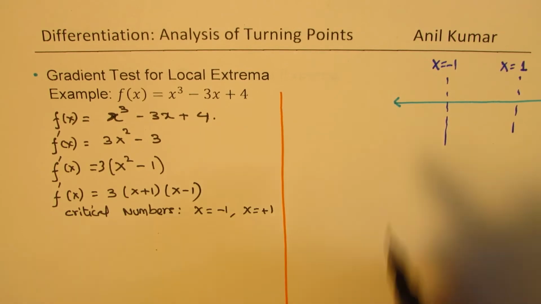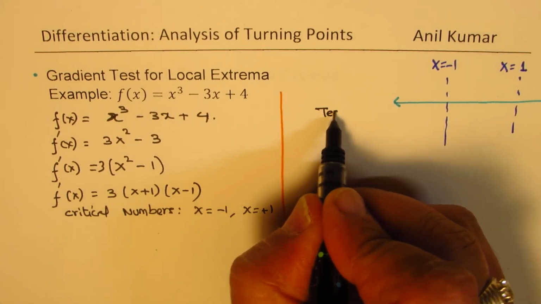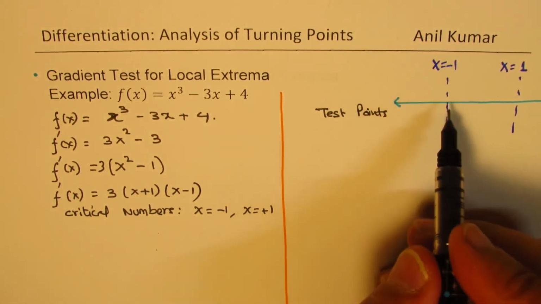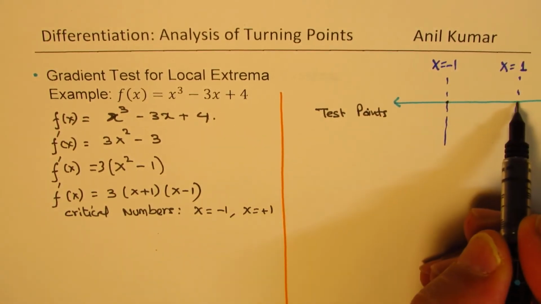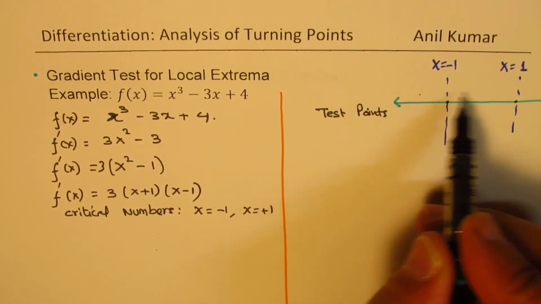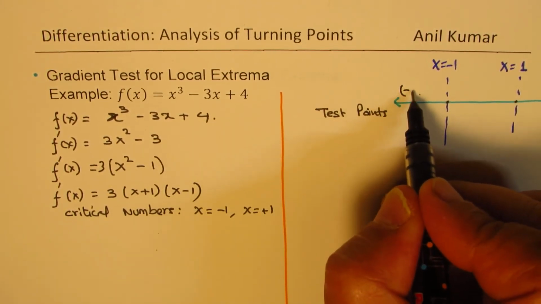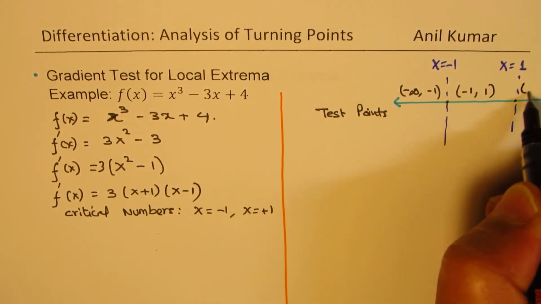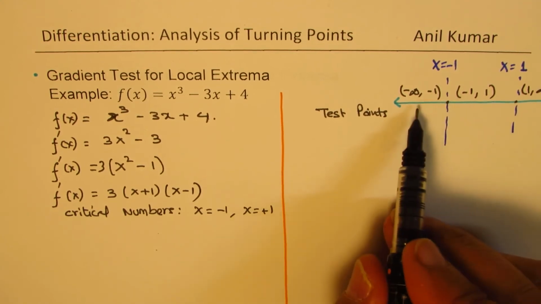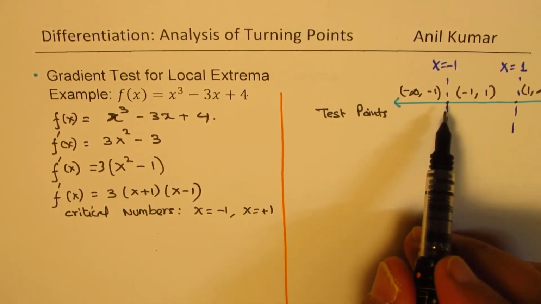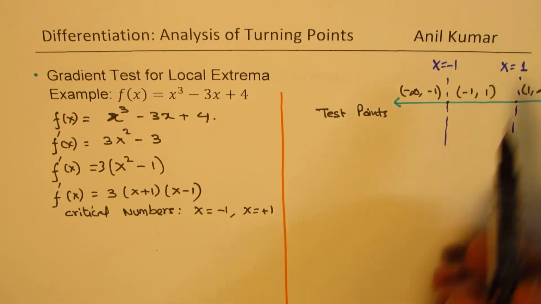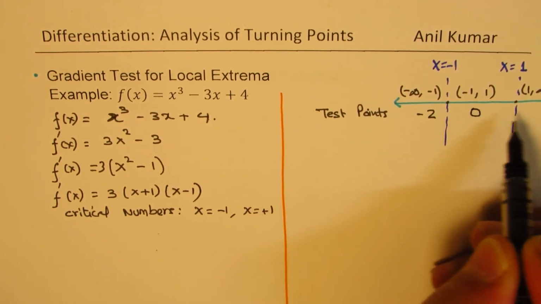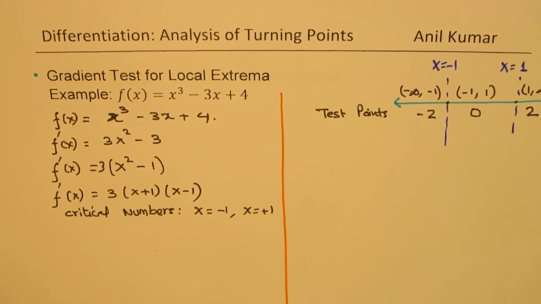So what we do here is that we take test points in these intervals. Now these two critical numbers are actually dividing our plane into 3 intervals, right? So we have an interval from minus infinity to minus 1, from minus 1 to 1, and from 1 to infinity. So we take a test point in these. We prefer to take in between all the critical numbers. So in this region, we could take a point which is minus 2. Here 0 is a good point, 2 is a good point.